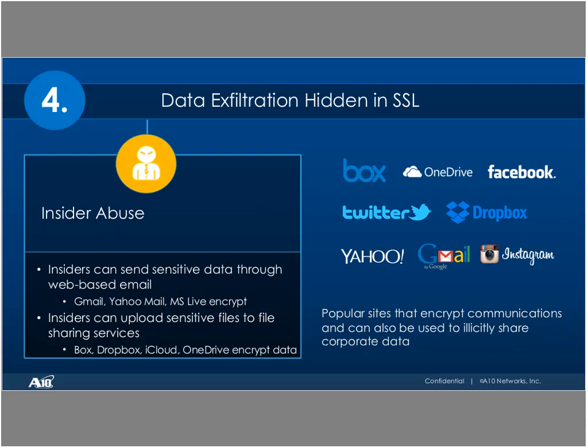So the fourth of the 5 attacks hiding in SSL traffic is data exfiltration hidden in SSL. So basically, insiders have a whole bunch of different options today to try to get data out of an organization using encryption. Those options include sending data through web-based mail like Gmail, Yahoo Mail, Microsoft Live.